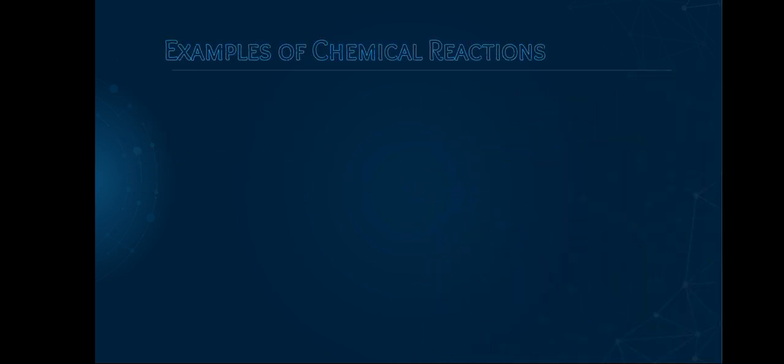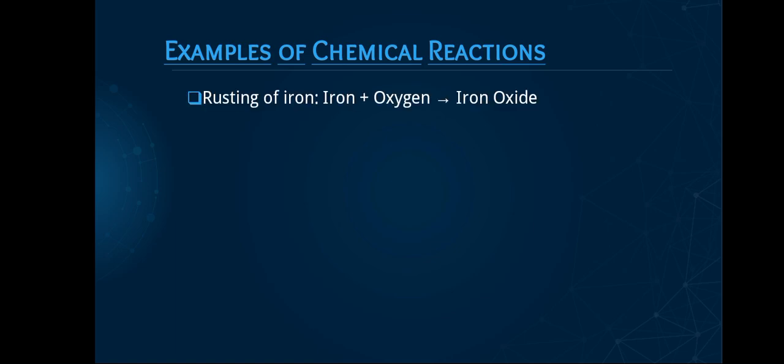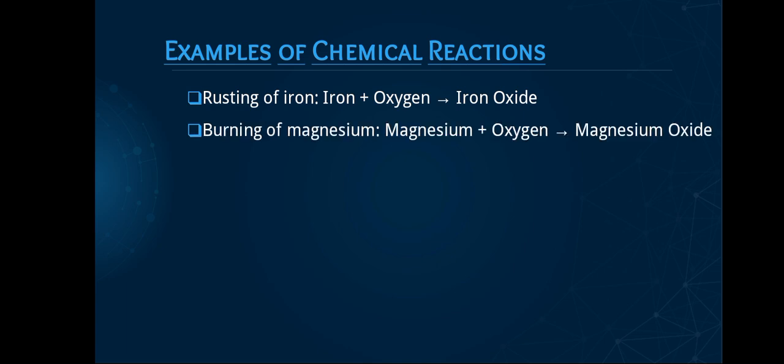Now let us see some examples of chemical reactions. First example is rusting of iron. Here iron plus oxygen. Iron and oxygen are the substances which are reacting, so they're called reactants. These iron and oxygen react to give iron oxide, which is our product. Next example, burning of magnesium. Magnesium and oxygen are the two substances that react. The plus sign indicates that they both react to form magnesium oxide, which is MgO.